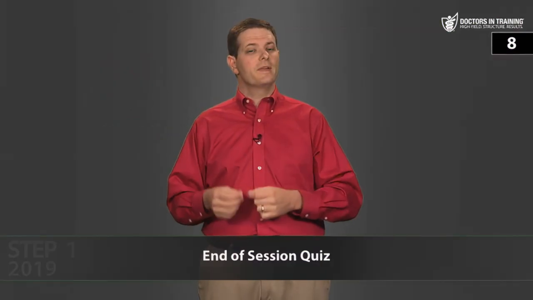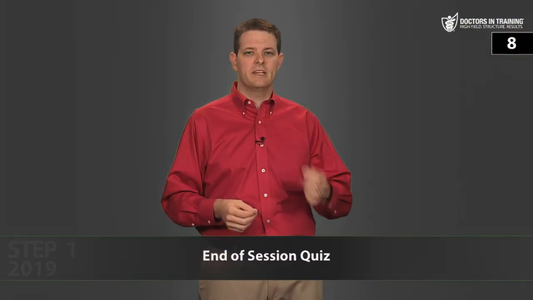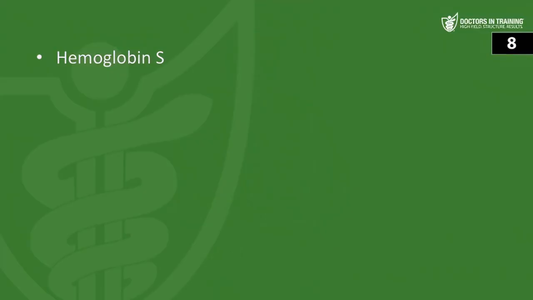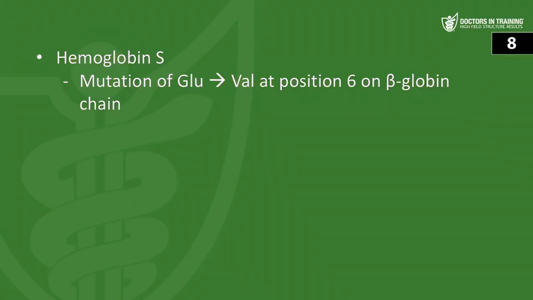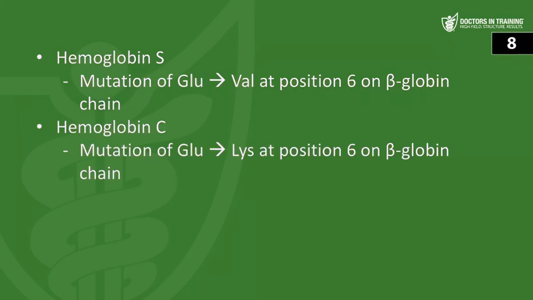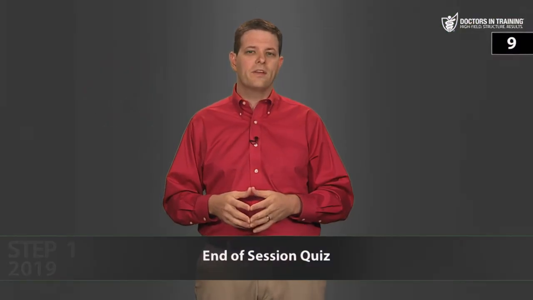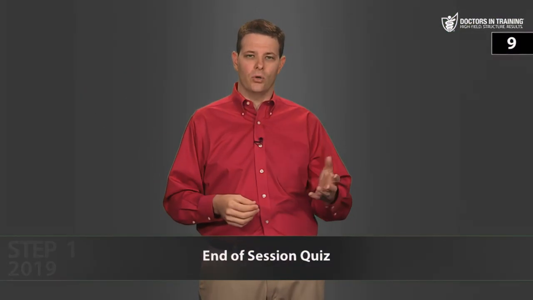Next, what's the difference between the hemoglobin S defect and the hemoglobin C defect? So in hemoglobin S, there's a mutation of glutamic acid to valine at position 6 on the beta globin chain. With hemoglobin C, there's a mutation of glutamic acid to lysine at the same position. And remember, the charge of these different residues is important in separating these different types of hemoglobin into bands on your hemoglobin electrophoresis.